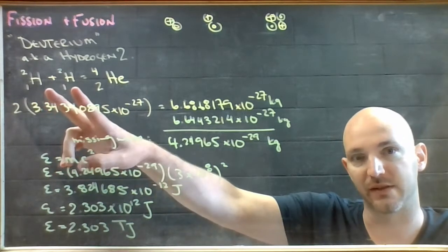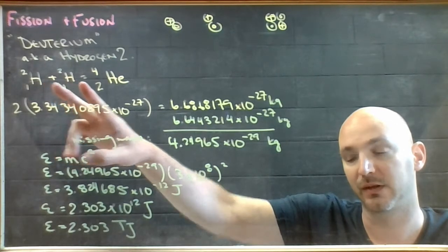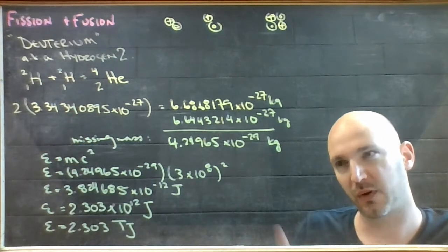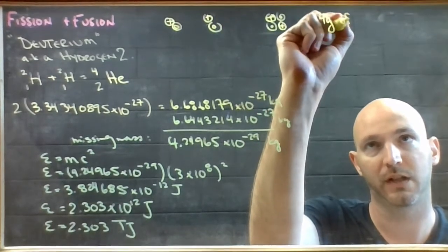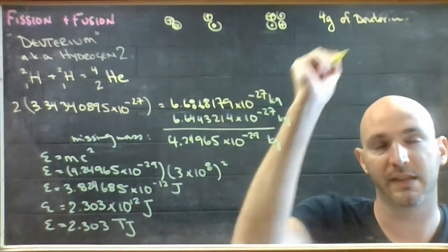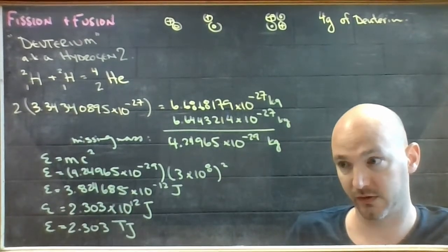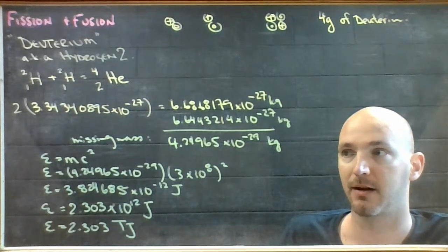2 moles of this is 4 grams of fuel. So if you could pull this off, 4 grams of deuterium is enough fuel to provide 2.3 terajoules of energy. Okay. Well, what comes out?